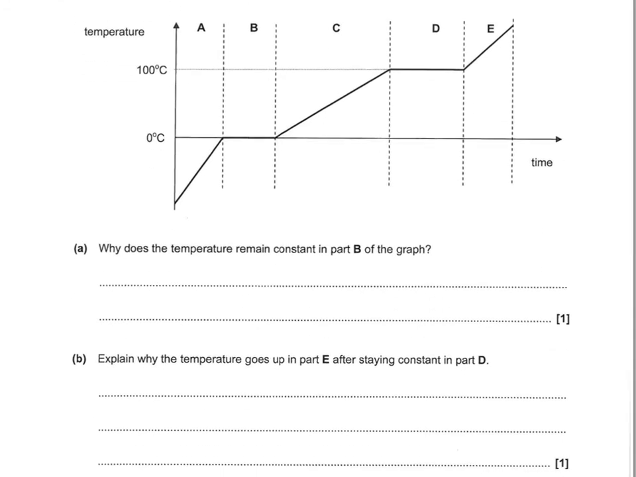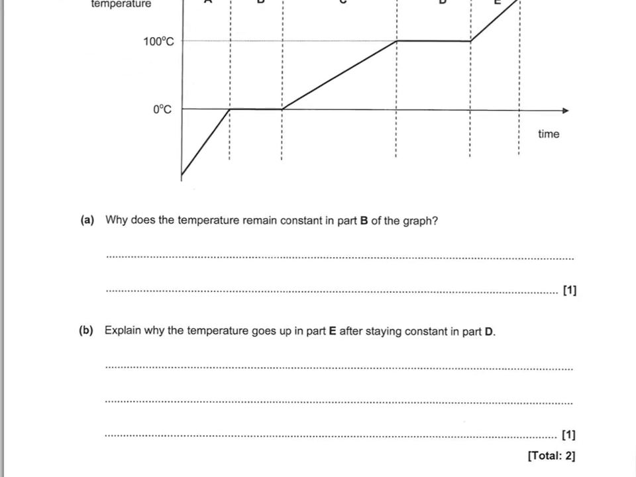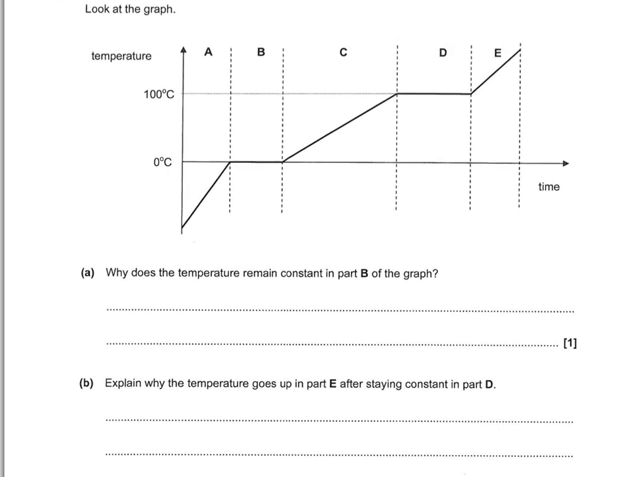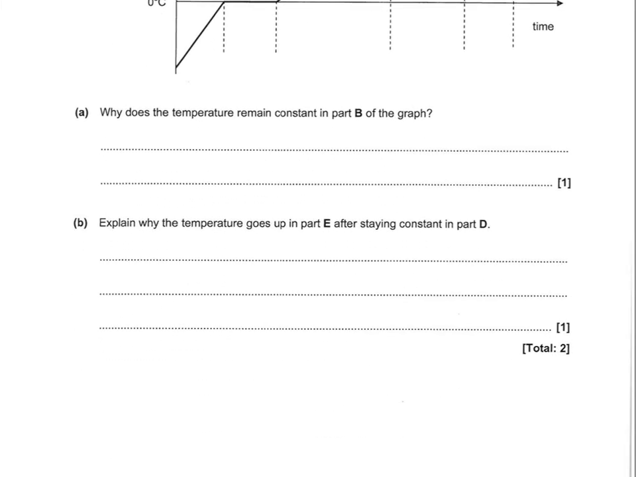It says, explain why the temperature goes up in part E after staying constant in part D. So that is the idea that the gas is heating up. So you said that the liquid has all boiled in part D, or the gas is heating up, and that will get you that final mark. So add up your marks, write it on your poster, and now try the next paper.